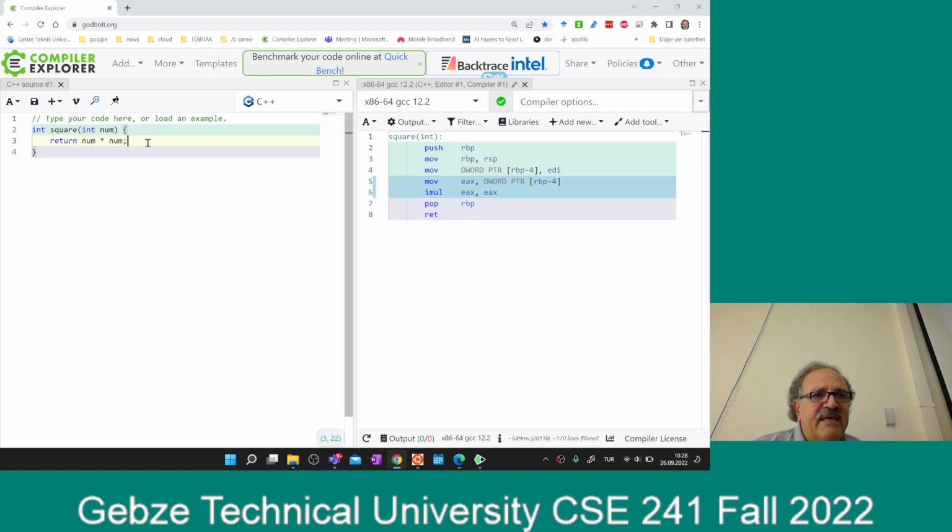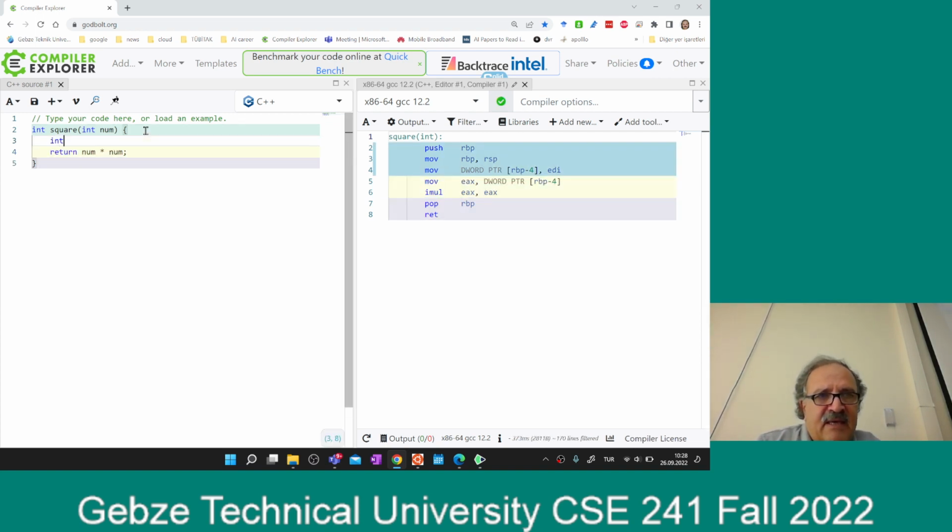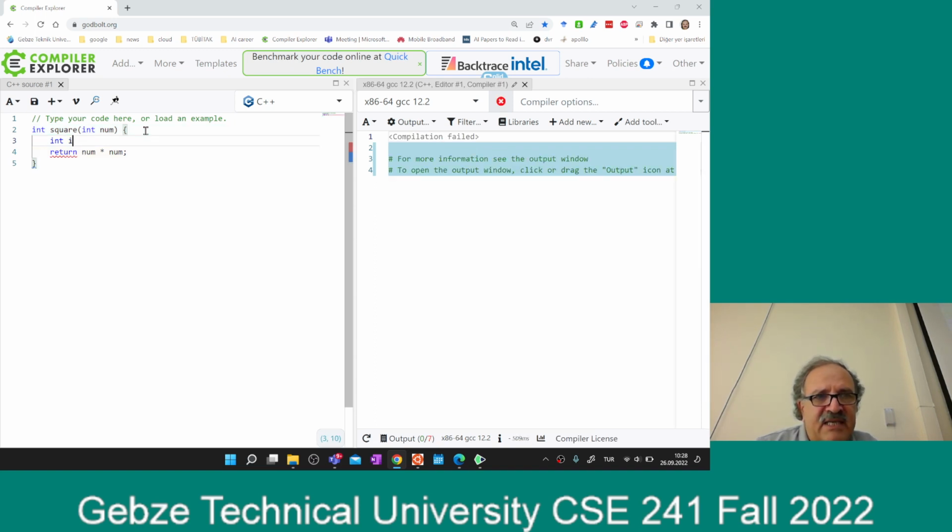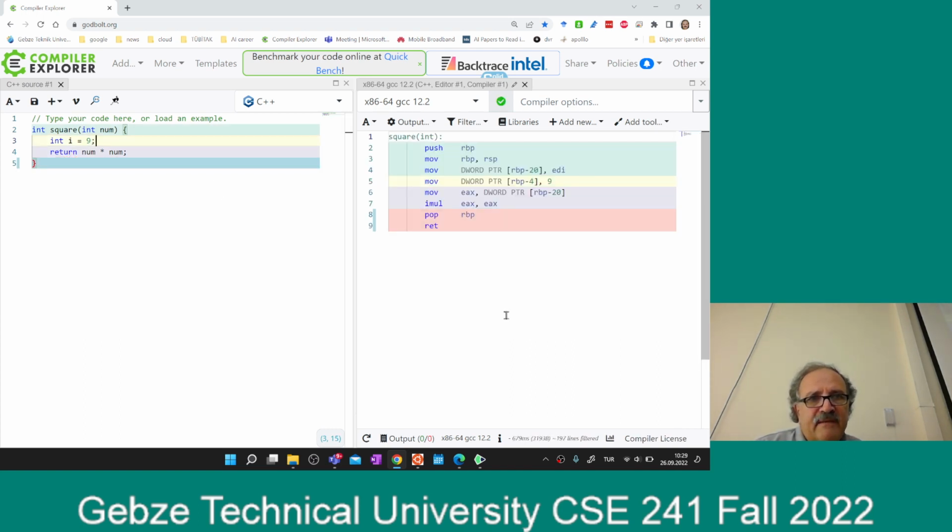Okay. If I make a change, for example, let me do this. Where is my, 9. Okay. So see this one, line number 5 corresponds to line number 3 over there. So if you need to know what kind of assembly I am producing for my C or C++ program, you use these kind of things.